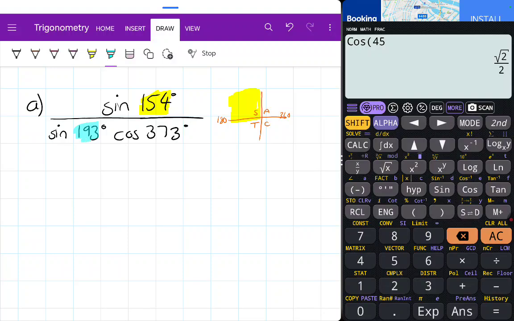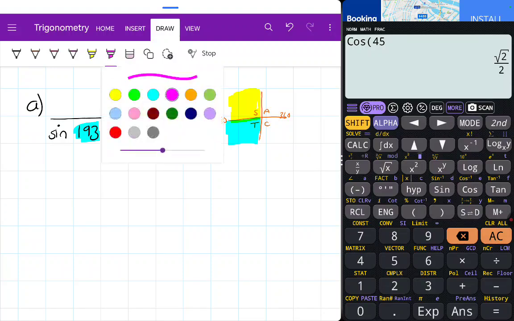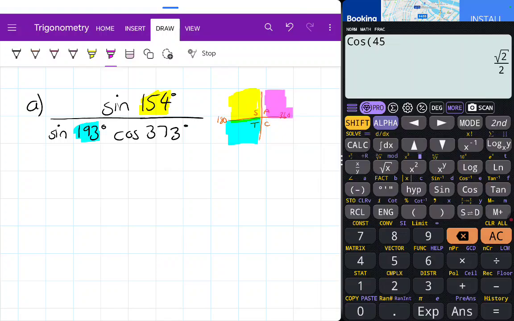193 is more than 180. So that's quadrant 3. And 373 is more than 360. So that's quadrant 1. So we've got 3 scenarios.